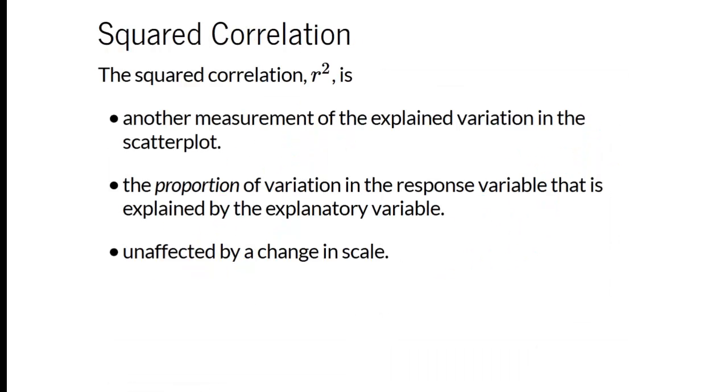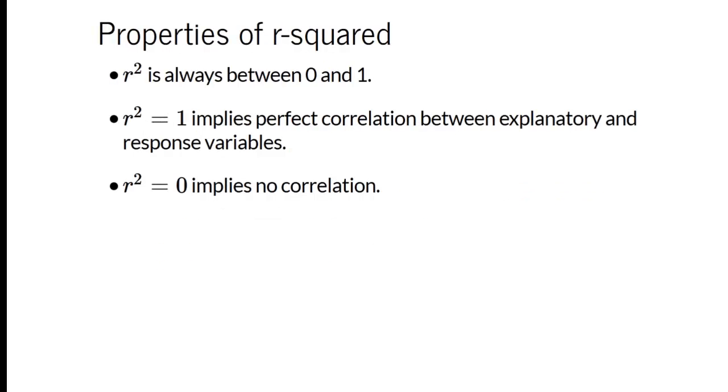The squared correlation is a much better measurement to explain the variation seen in the scatter plot, as it is unaffected by a change in scale. R squared tells us the proportion of variation in the response variable that is explained by the explanatory variable. R squared is the squared value of the correlation coefficient.